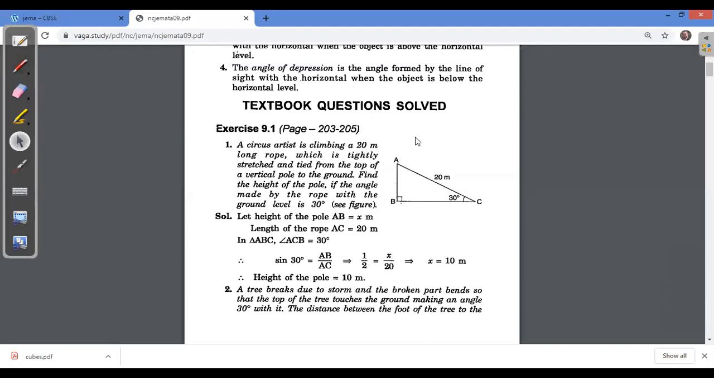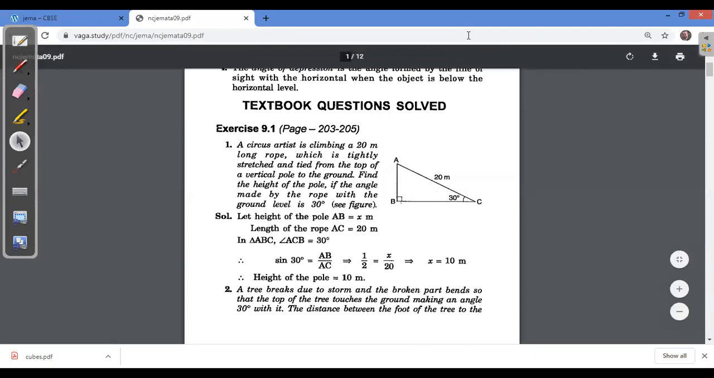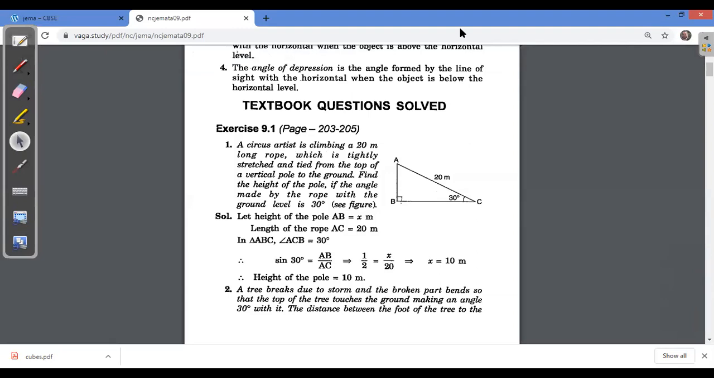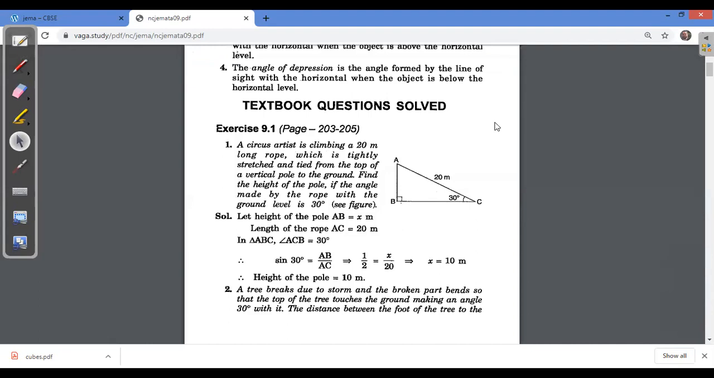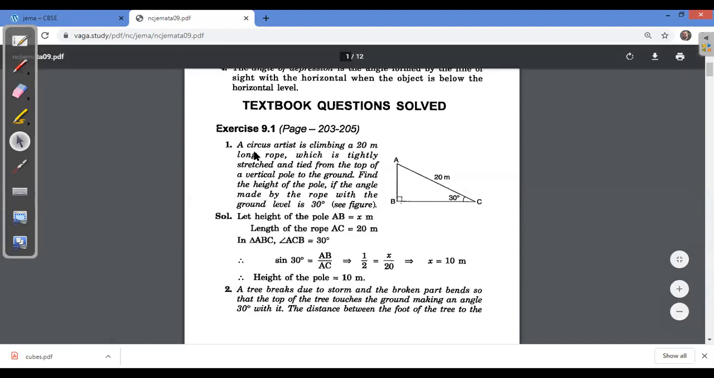Okay, so we start with the first question of applications of trigonometry. In the previous video, I've already explained all the terms, the angle of elevation, what is the angle of depression, and the values of sine, cos, and tan we have already discussed. And look at the first question of exercise 9.1.